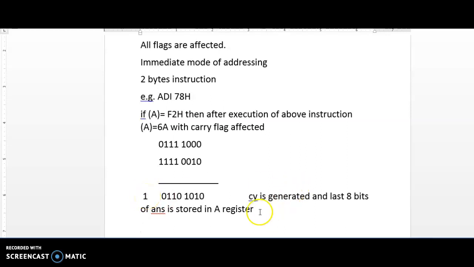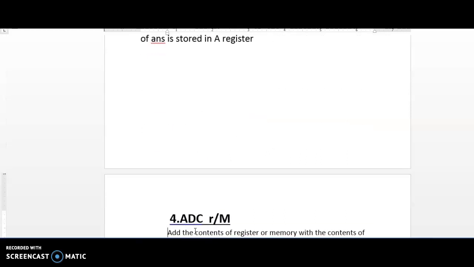So the carry flag will be affected with this. That is, carry flag will be set now in this case. And this 8-bit answer, the remaining last bit of the answer, will be stored in the A register. That's why you have 6A in accumulator after addition of 78 and F2. Now with this answer, what will be the flag register that you will have to find out?